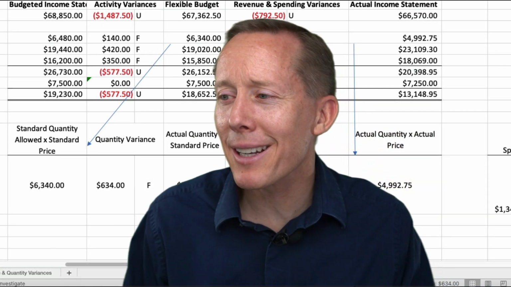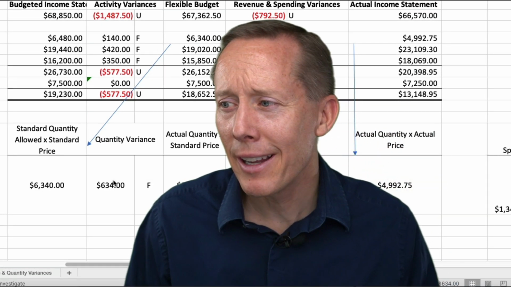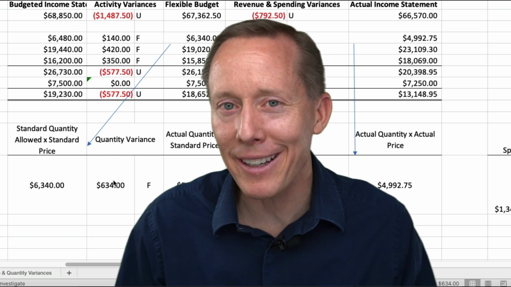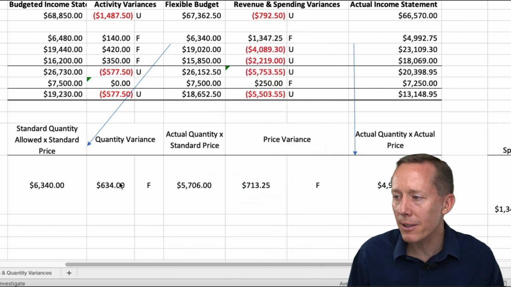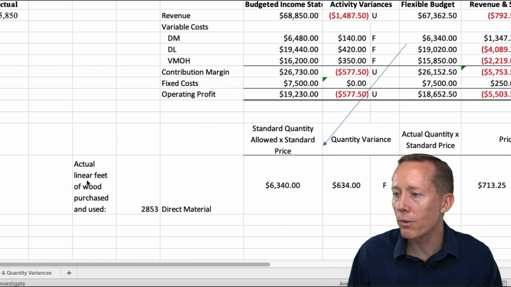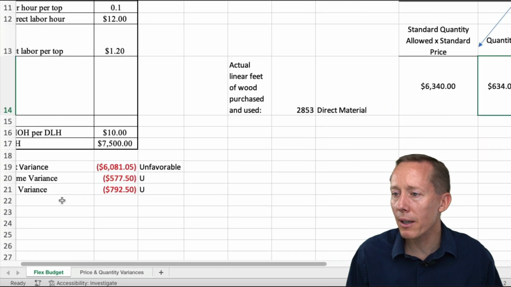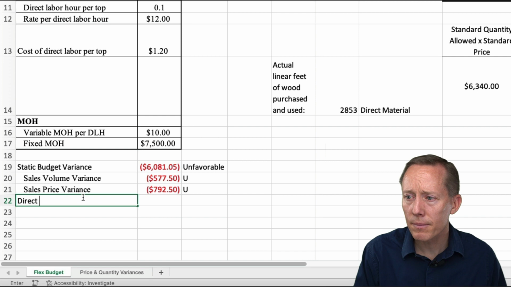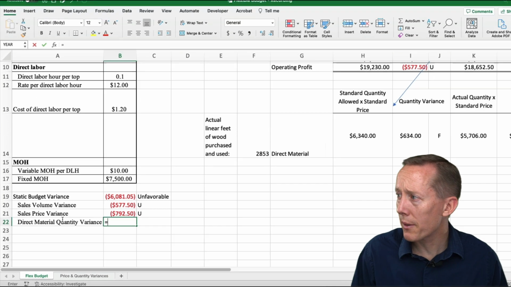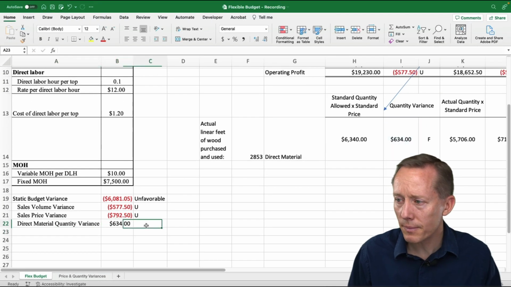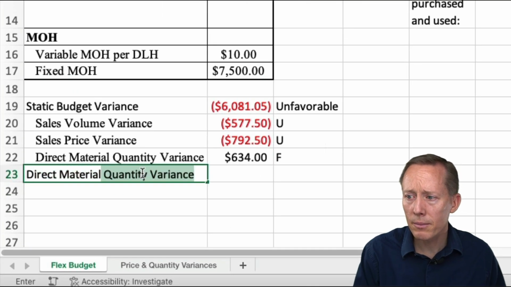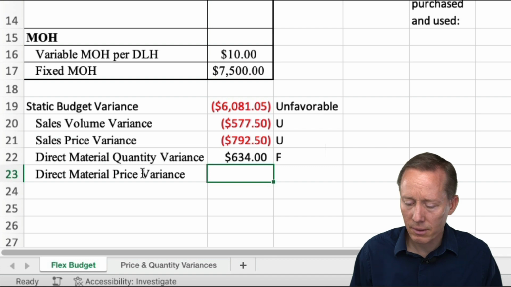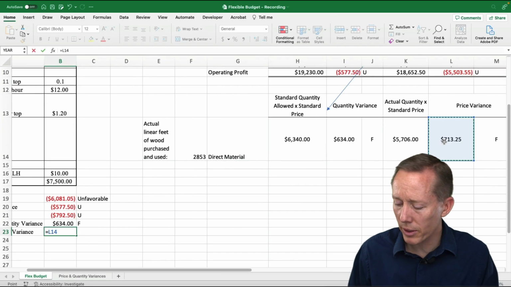Now, we will actually come back and talk about all these variances together, and the interpretation may not be what it looks like when you look at each variance independently. But for now, I want to finish this little lesson by summarizing these variances over here. So I'm going to go over here, and I'm going to say our direct material quantity variance, we'll set that equal to the 634 favorable, and our direct material price variance is equal to the 713.25 favorable.